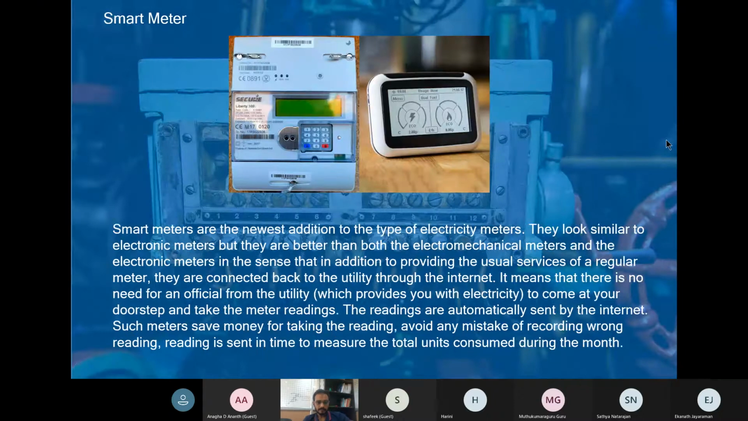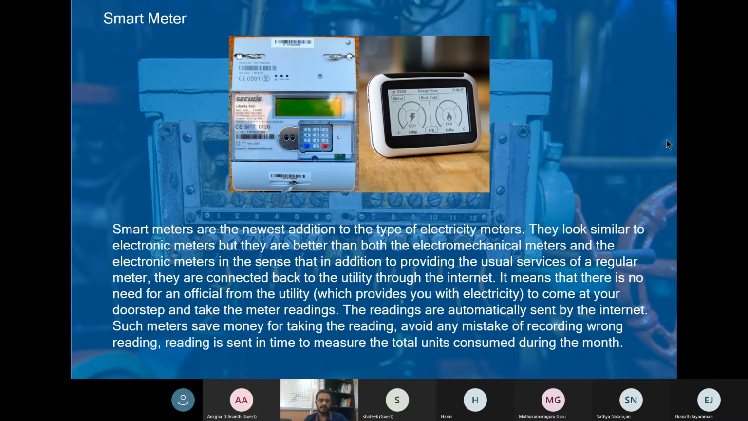Smart meters. Smart meters are the newest addition to the types of electricity meters. They look similar to electronic meters, but they are better than both electromechanical meters and electronic meters, in the sense that in addition to providing the usual services of the regular meter, they are connected back to the utility through the internet. It means that there is no need for an official from the utility which provides you the electricity to come to your doorstep and take meter readings. The readings are automatically sent over the internet.